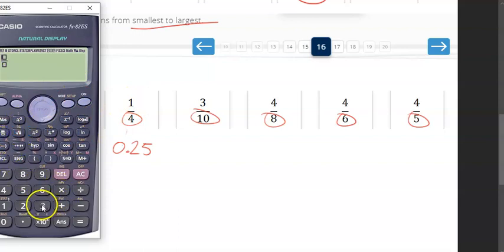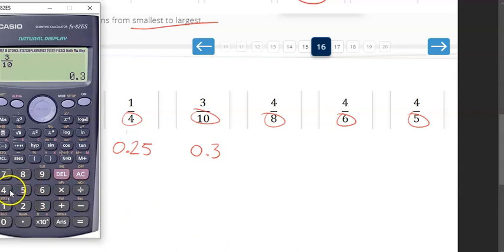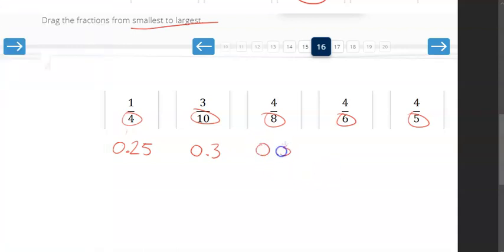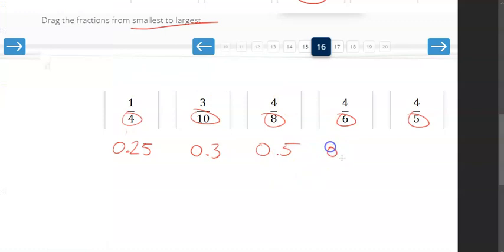Now there is the long way of being able to do this, but the fact that we can use a calculator within tests and within essential assessment, we're going to use to our advantage. So 4/8, which is the same as half, which is 0.5. 4/6, which is also the same as 2/3, now this keeps going, so I'm just going to round that to 2 decimal places, 0.67, and 4/5 I already know as 0.8.